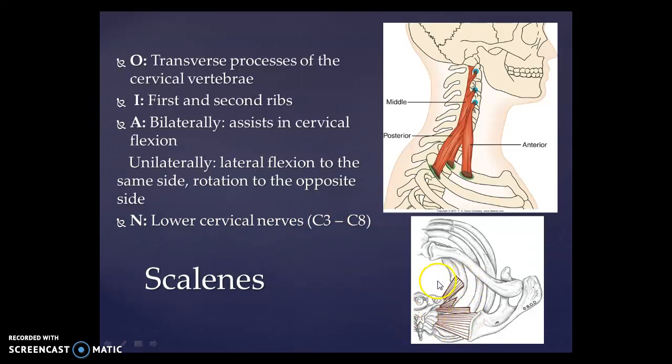I think this is a really good picture. This is a superior view of your anterior, middle, posterior scalenes. This is your levator scapula. So it just kind of shows how the anterior and middle insert on that first rib, your posterior on the second rib.